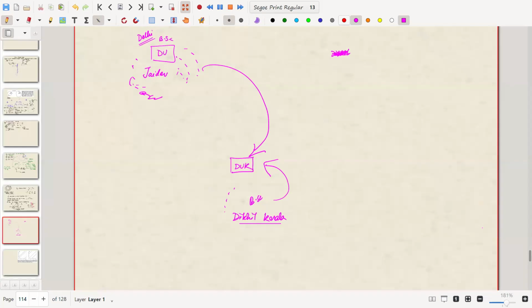I'm just telling you the transient. So finally you settled in DU, isn't it? So what was the transient? The transient was the time between the bachelor's and your master's. Finally you converged to your master's degree, where you two met. So that's the idea. You have to discard the transients to consider only the attractor.